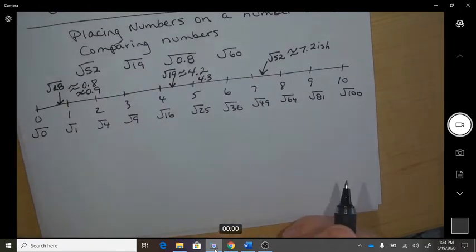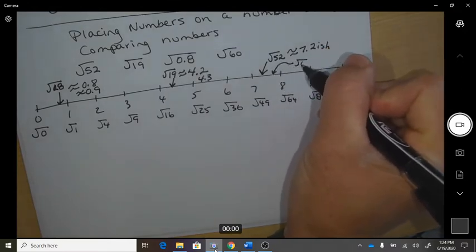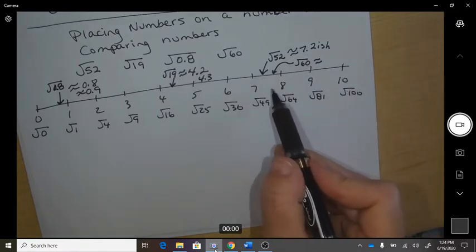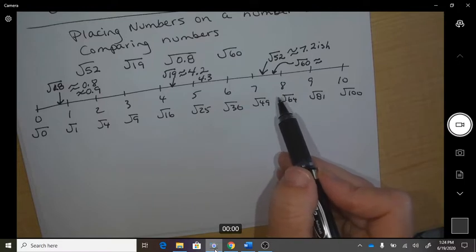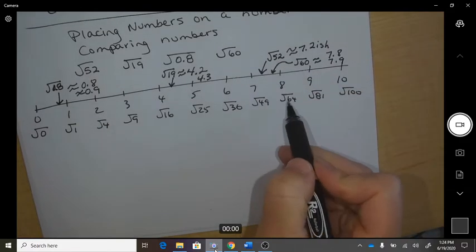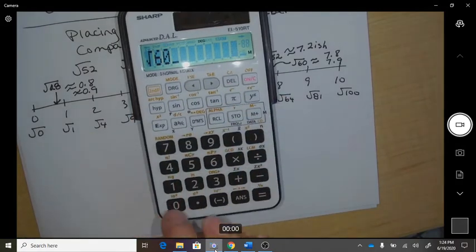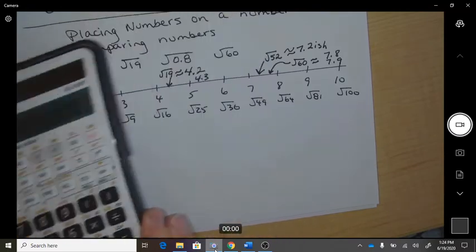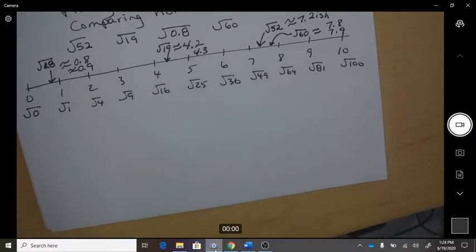And the square root of 60, so that would fall right here. So what is your best guess of the square root of 60? I'm going to guess like 7.8, 7.9, some kind of guess like that, because I can see that it's closer to 8 than it would be to 7. So the square root of 60 is 7.7. Okay, so that's comparing radicals.